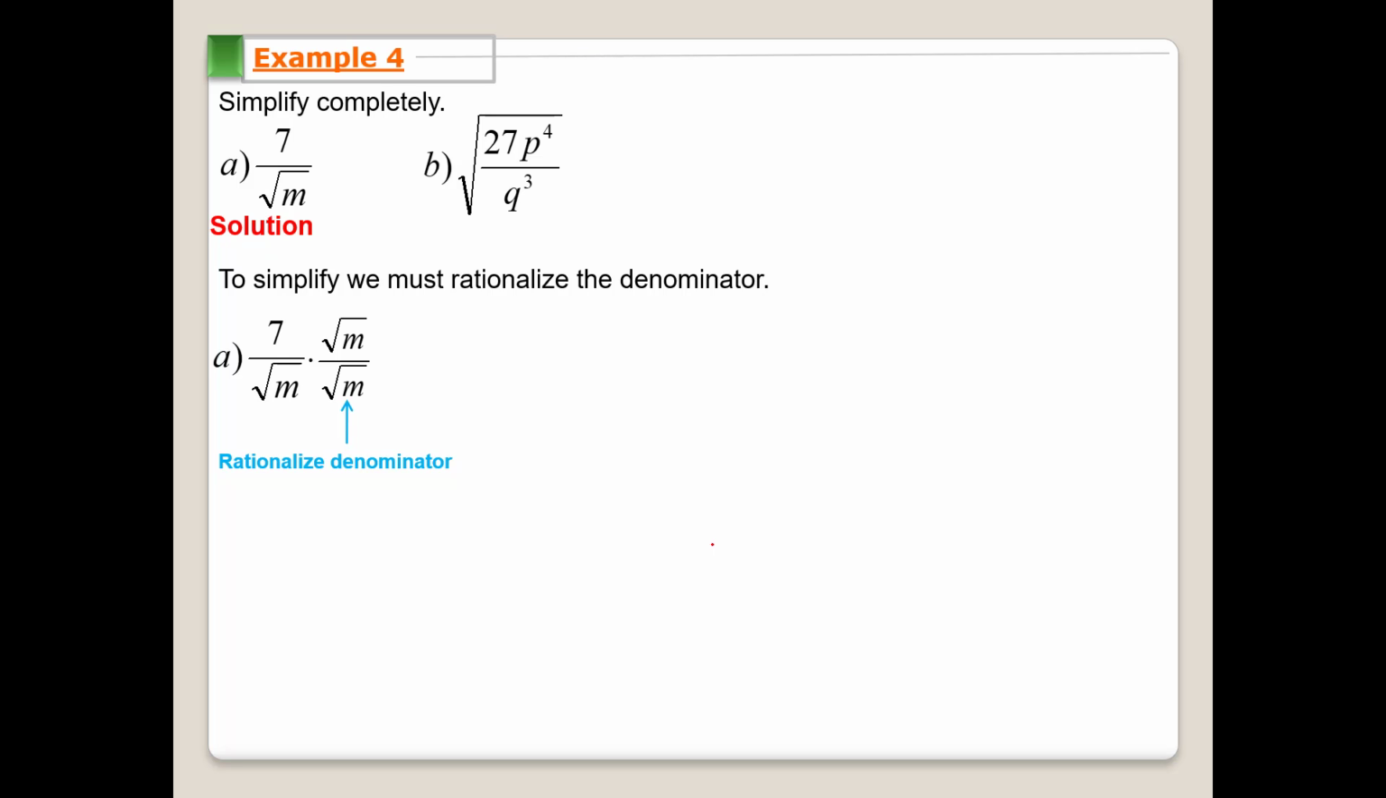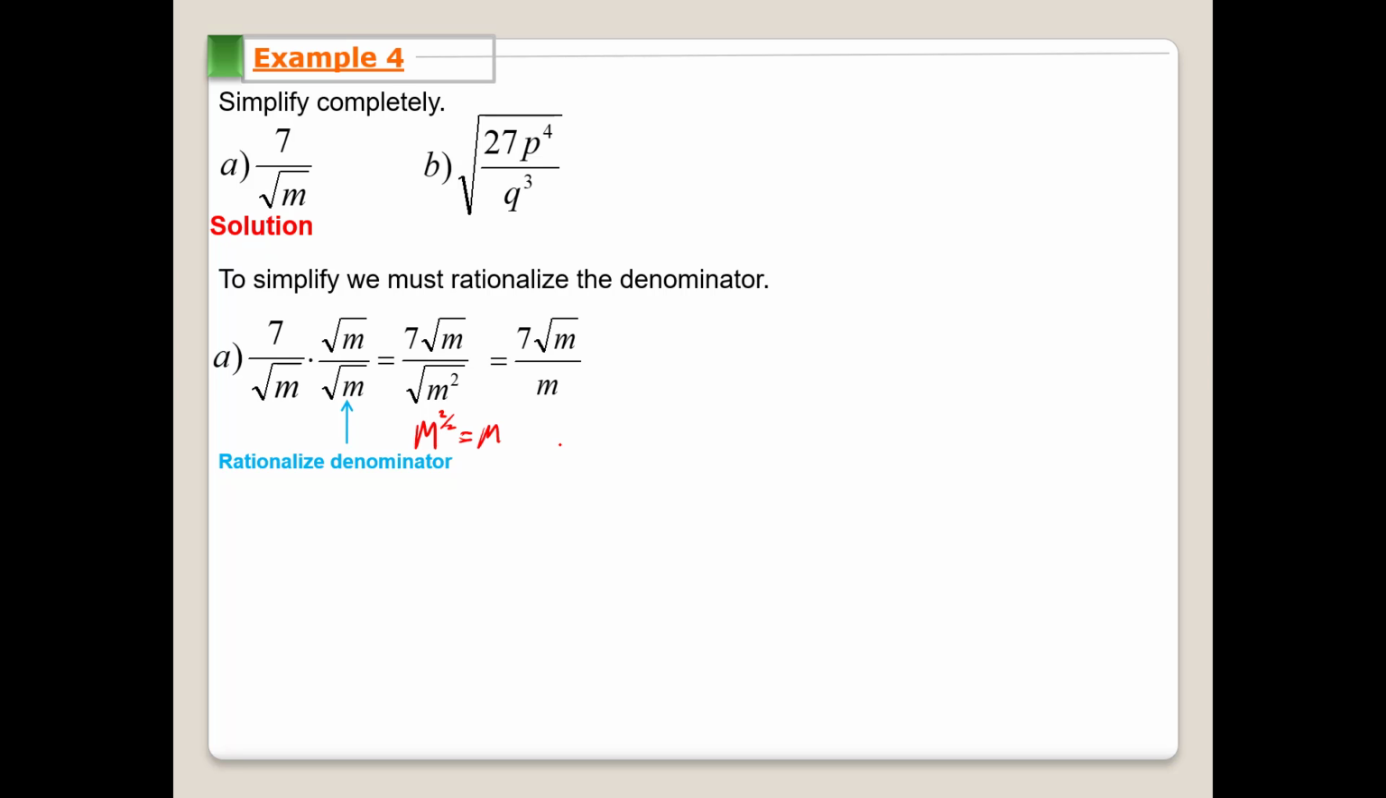Now, that's going to give us on top, we should get 7 times square root of m, and on the bottom, square root of m squared. And again, you should realize that square root of m squared should give us m. This is m to the 2 over 2, which is just equal to an m.